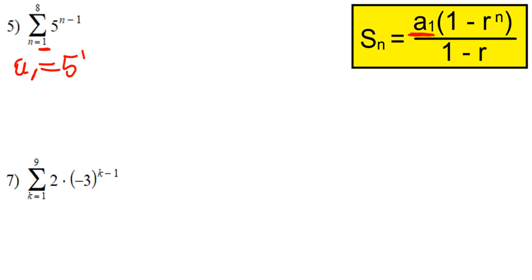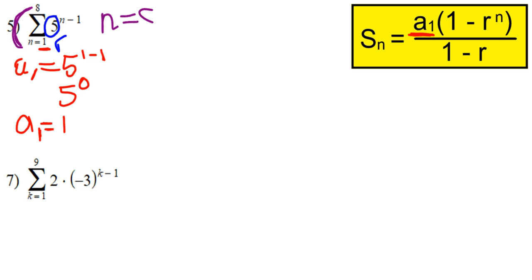So plug in 1. That's going to be 5 to the 0 power, which is 1. So A1 is 1. That won't always happen, but it does here. R is this number right here. And then N is how many terms there are going to be between 1 and 8. So if you plug in 1, plug in 2, plug in 3, all the way up to 8, there are going to be 8 terms. So N equals 8. So let's plug into our formula.